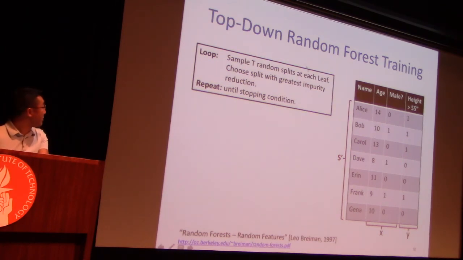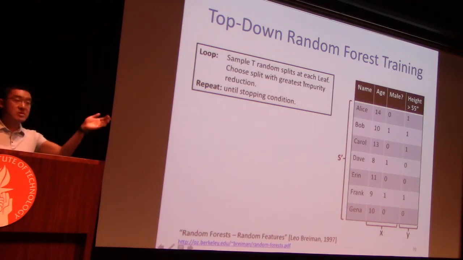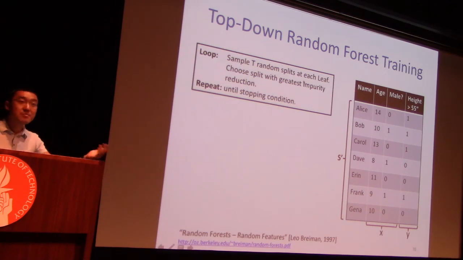There are a few different variant ways of doing this, but we're going to sample T random splits at each leaf node. We'll choose this split with various impurity measures. Typically, these splits are constrained to a subset of the features that are also sampled at random at every leaf node.